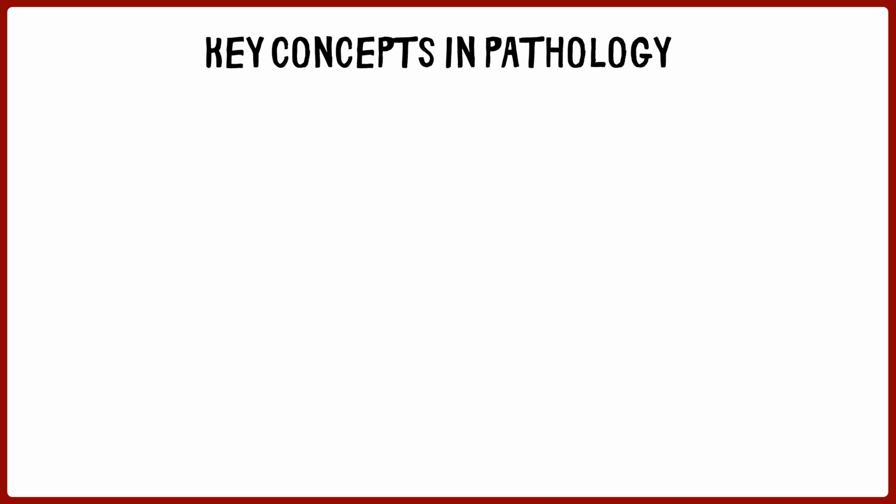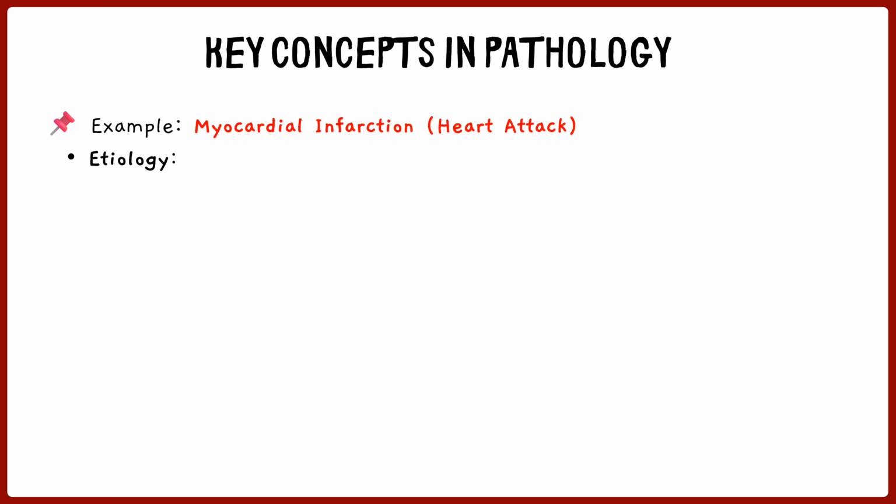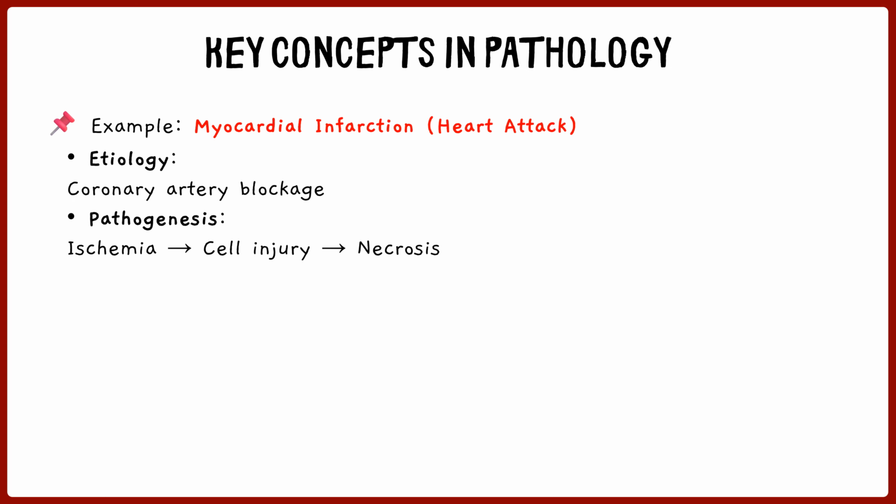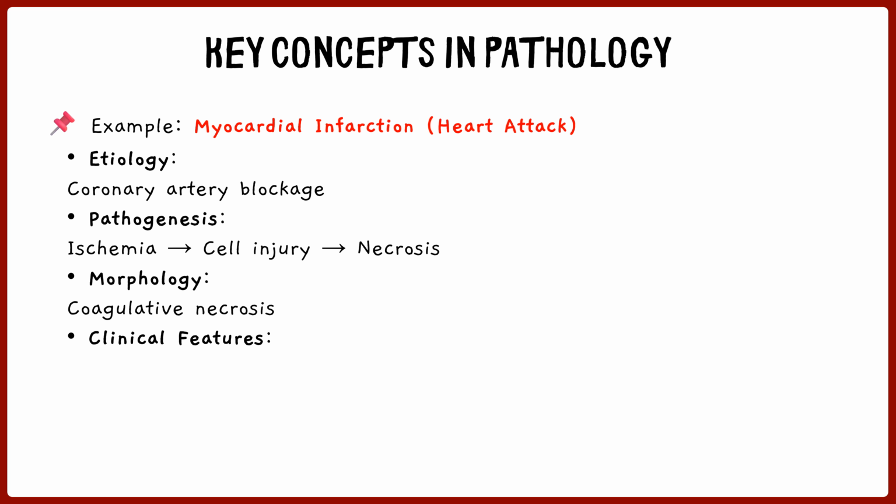So let's take an example. Something very common is myocardial infarction, a heart attack. So what is the etiology of a myocardial infarction? It is the coronary artery blockage. The pathogenesis, how? We have ischemia, which leads to cell injury, which leads to necrosis. So A leads to B, leads to C. And then we have morphology, which is going to be there is coagulative necrosis. You're going to be covering the different types of cellular injury later on in more detail. And then the clinical features of these patients: they're going to have chest pain, they're going to have troponin elevation, and they're going to have ECG changes.